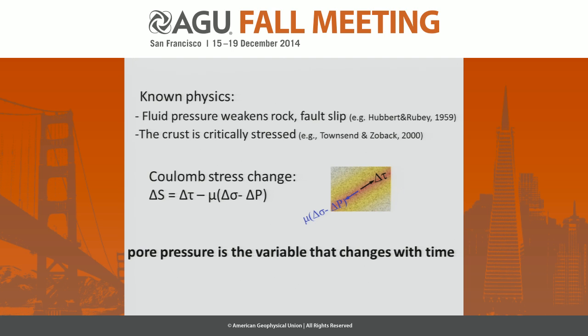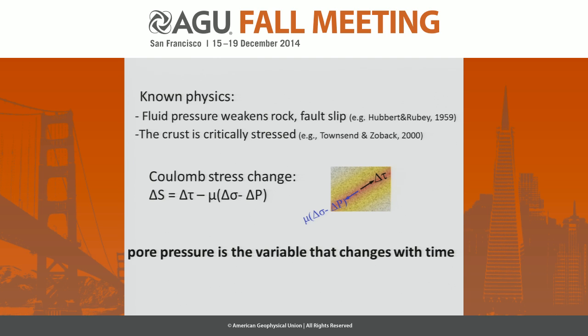And so these are basic fundamentals that, again, we know. And if we translate that in a quantitative way, we use the Coulomb stress change to look at the fault, whether the fault is going to slip. And then you can look at the Coulomb stress change and look at the balance between the shear stress and shear resistance.